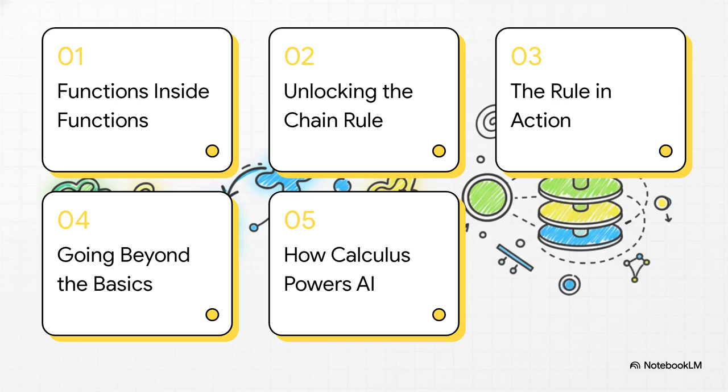All right, so here's our game plan. We're going to start with the basic idea of one process feeding into another. Then we'll get into the mechanics of the rule itself, see how it actually works. And then, the big finale, we'll reveal its absolutely incredible impact on AI.